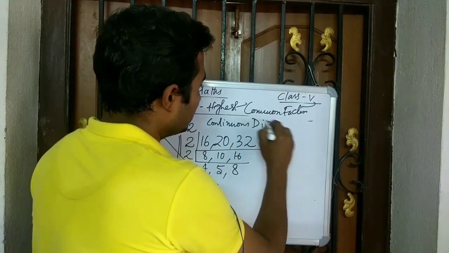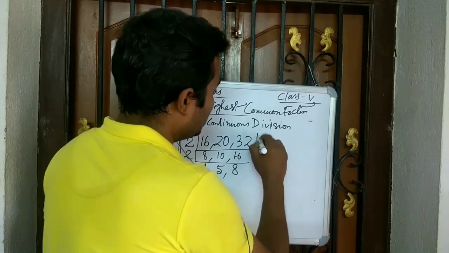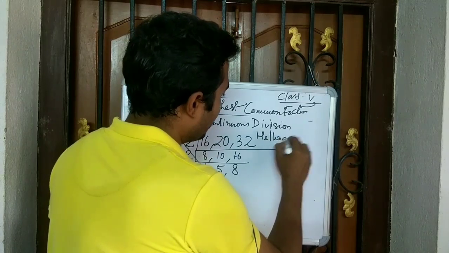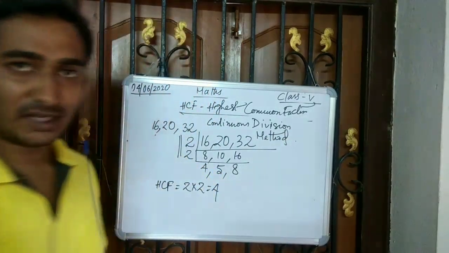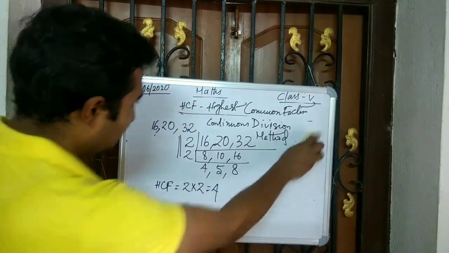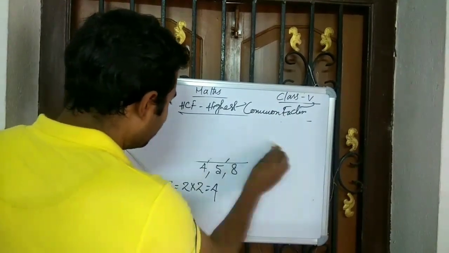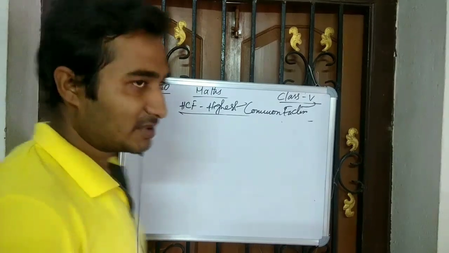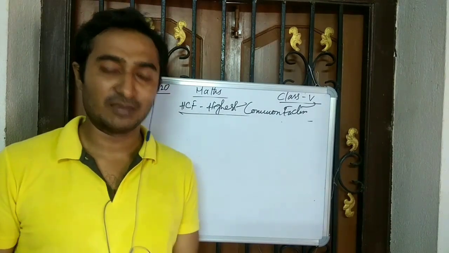Continuous division method. Okay, so this is the continuous division method. And the last and my favorite method is long division. The long division method is basically used for large numbers.